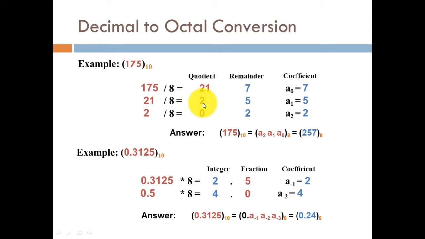So again the quotient turns out to be 2, and the remainder turns out to be 5, and we have to write this remainder as a1 is equal to 5 in a separate column as a coefficient. Again when 2 gets divided by 8, the quotient turns out to be 0 and the remainder turns out to be 2. So here the coefficient a2 turns out to be 2.